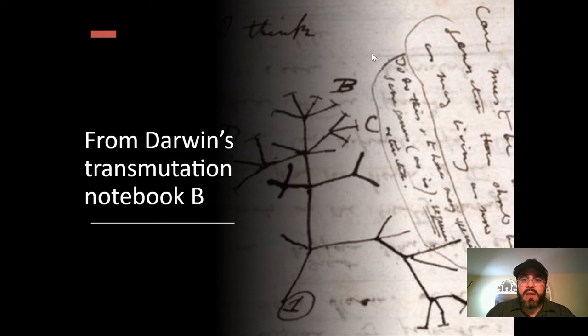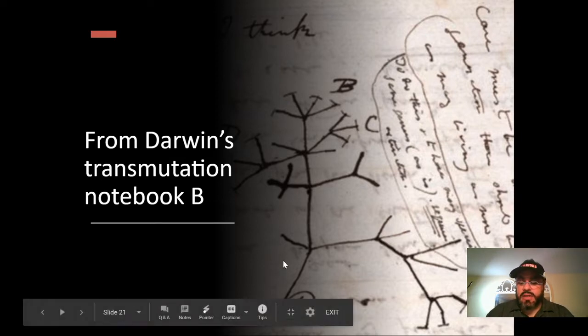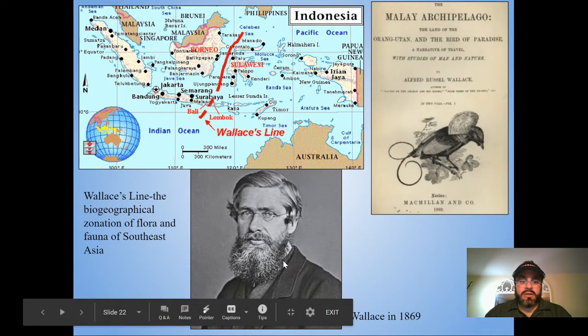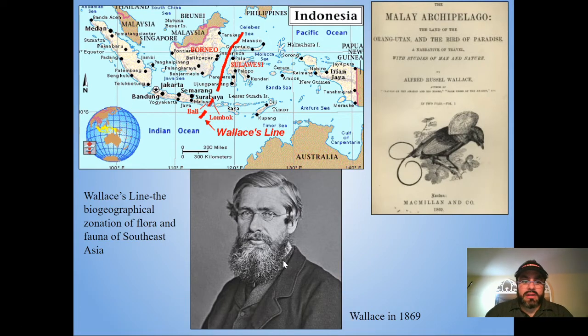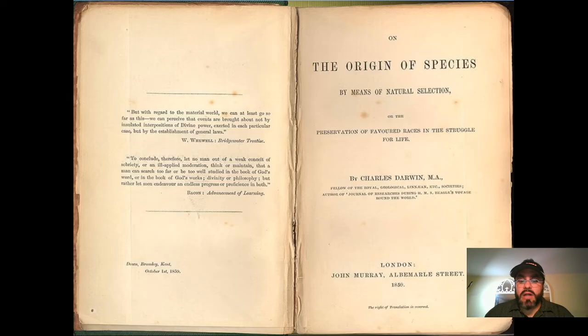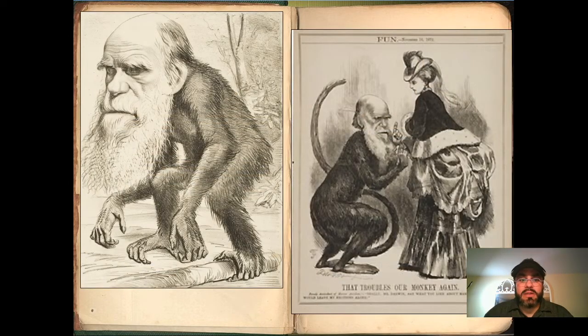He writes on top, "I think," and then he draws a very early form of a phylogenetic tree, and we're going to talk about that. This is Wallace, the other man who presented alongside Darwin. It's a picture of Darwin's famous book, On the Origin of Species. You should be aware that Darwin was mocked for a long time because of his ideas.